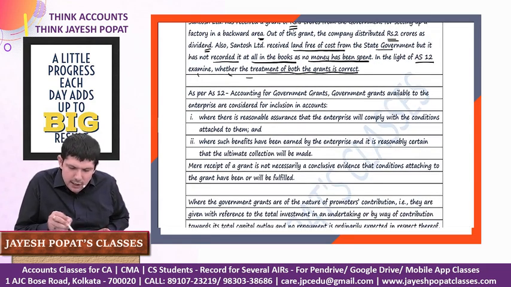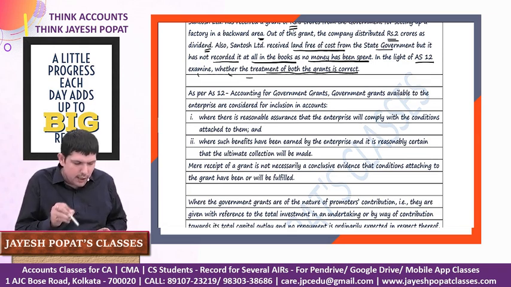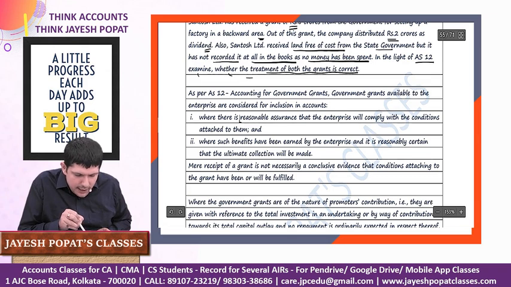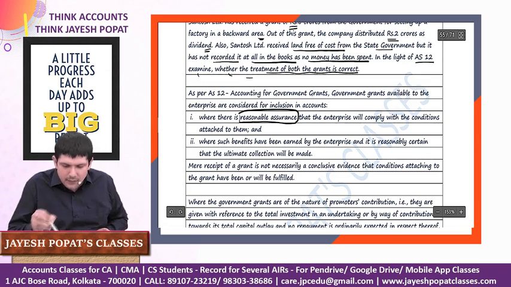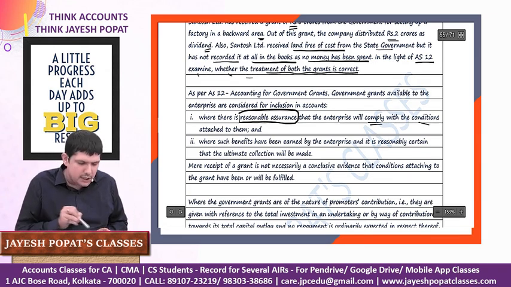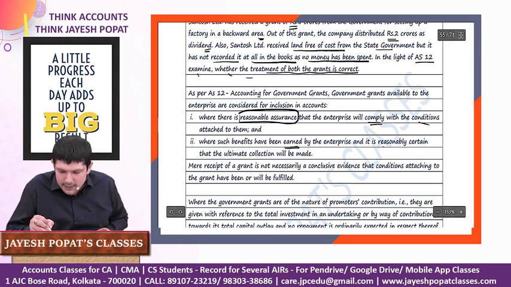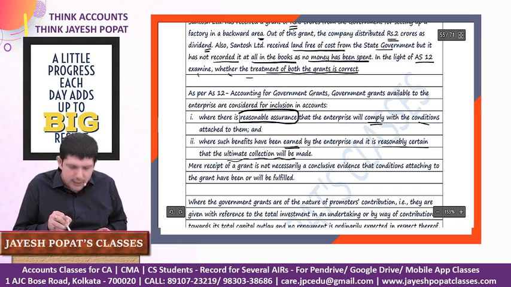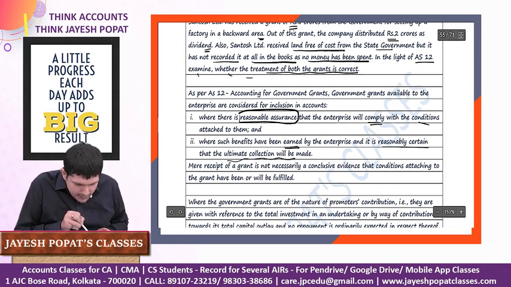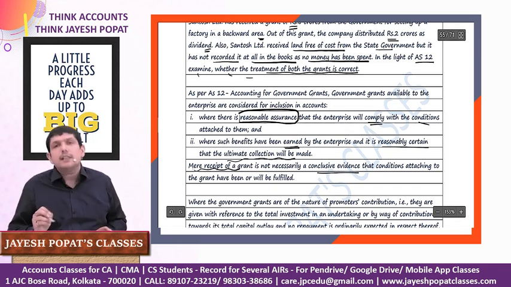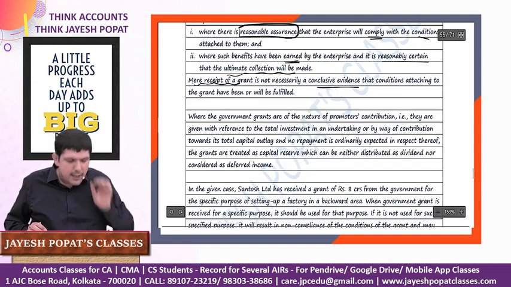So we'll say as per AS 12, government grants available to the enterprise are considered for inclusion in the accounts. This is the recognition criteria where there is reasonable assurance that the enterprise will comply with the conditions attached to them, where the benefits have been earned by the enterprise and there is reasonable certainty that the ultimate collection will be made. Mere receipt of the grant is not necessarily a conclusive evidence that the conditions will be complied.